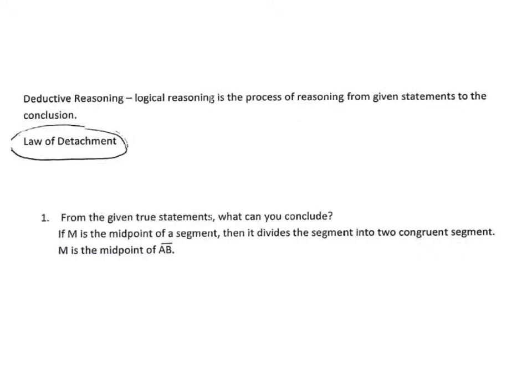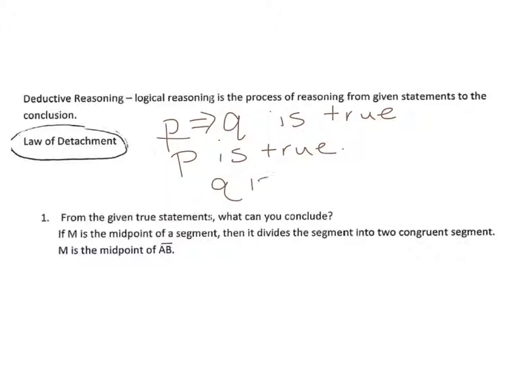This lesson is about deductive reasoning, and there's two types of laws of logic that we're going to learn today. One is called the law of detachment, and that is if you're given P implies Q is true, and you know that P is true, this means that then Q has to be true. So if you know P implies Q is true, and then you know that the first part, P, is true, therefore Q is true too.